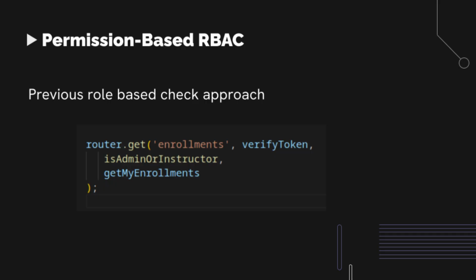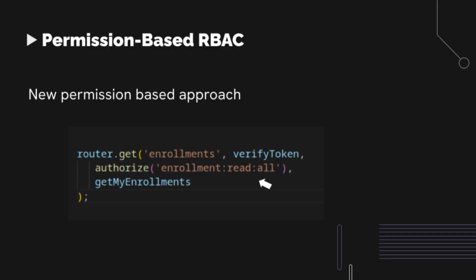Instead of performing role checks on every route, which we have already seen can become difficult to maintain and scale, we create a permission for each action in the application and use those permissions to control access.